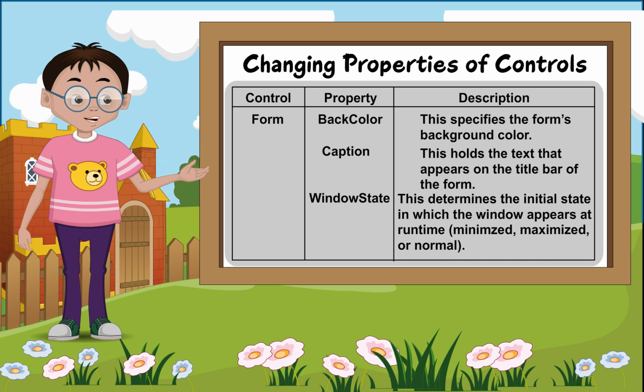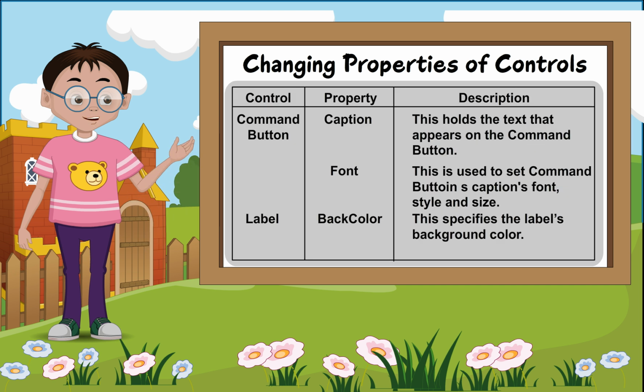Control, property, description. Form, back color: this specifies the form's background color. Caption: this holds the text that appears on the title bar of the form. Window state: this determines the initial state in which the window appears at runtime, minimized, maximized or normal. Command button, caption: this holds the text that appears on the command button. Font: this is used to set the command button's caption font, style and size.